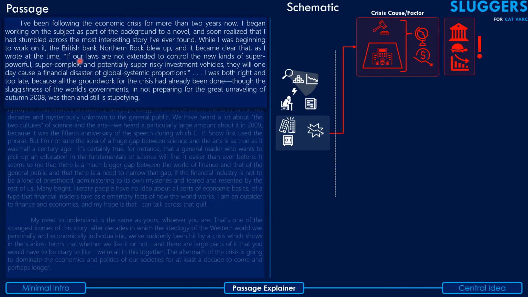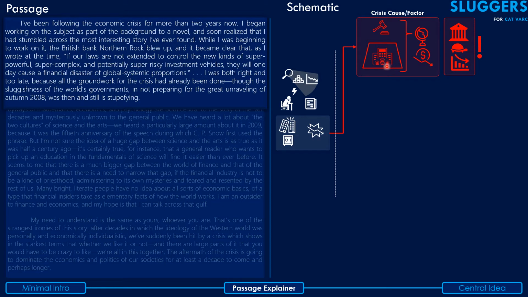And then it's covered by the quote that he mentions, his own quote, which he mentions here, that if our laws are not extended to control the new kinds of super powerful, super complex, and potentially super risky investment vehicles. Now, by the way, for those of you who do not know what an investment vehicle is, an investment vehicle is basically an expression that is used for any kind of investments that financial institutions offer their clients for investment purposes.